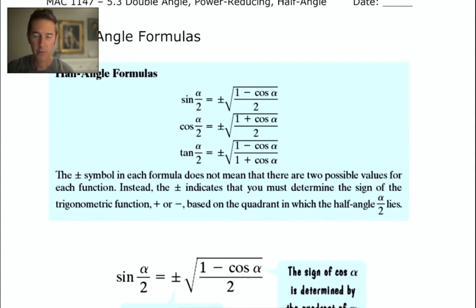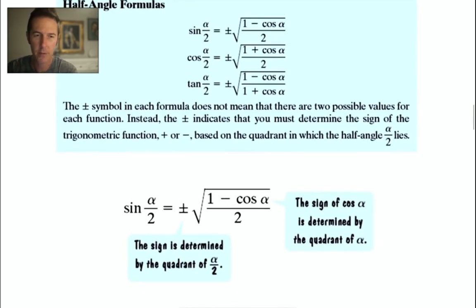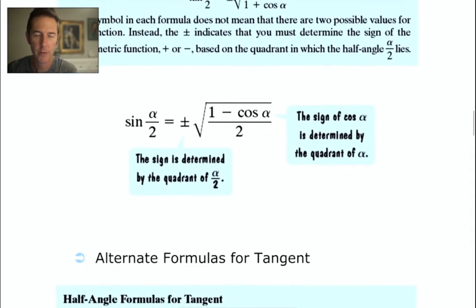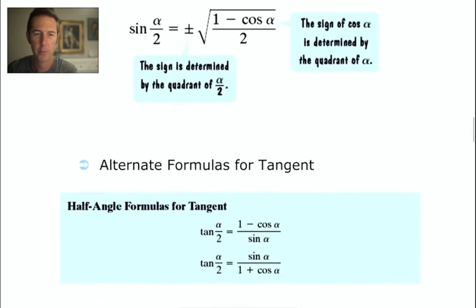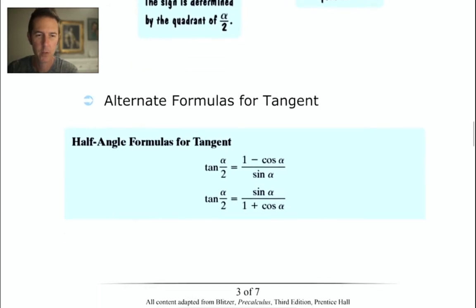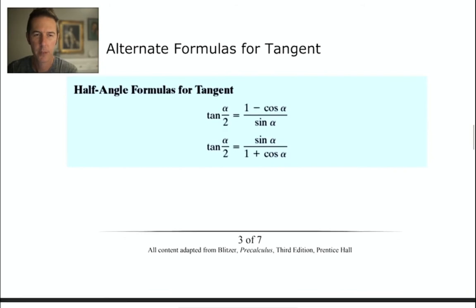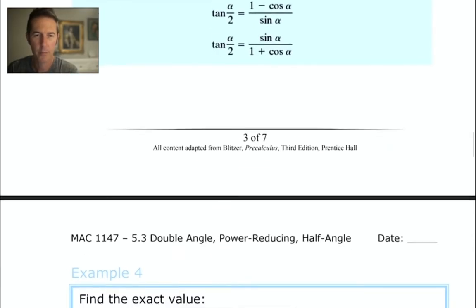I'll show you what that plus or minus does in an example problem. You can read the text that's written underneath those three formulas. I've never read it before. I don't want it to taint my explanation or interpretation of how to process the plus or minus, but you should read it so you have a different perspective. And there are a couple of alternate formulas for the tangent half-angle identity or half-angle formula.